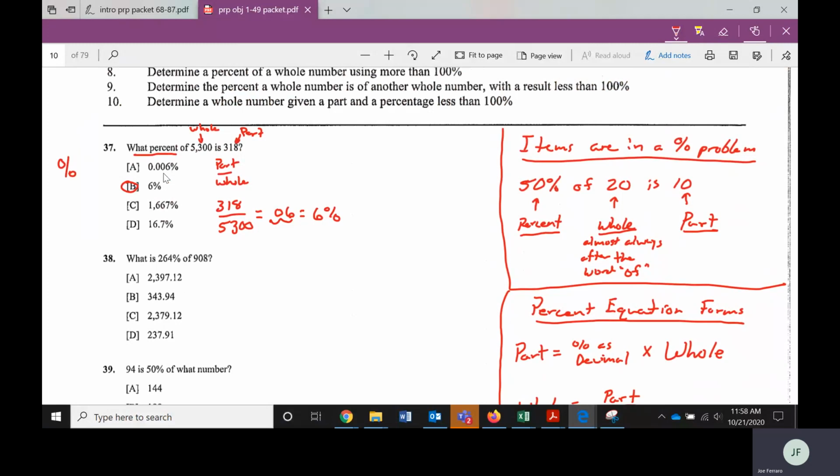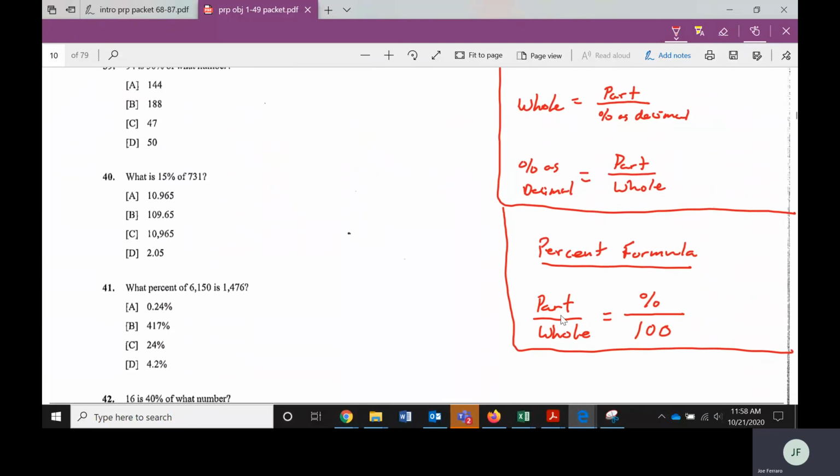Letter B. Now the other way to do it, if you want to use the percent formula, and you can decide this as you go. I'm going to put kind of a line here. Now you fill in. I'm using this down here: part over whole equals percent over 100.